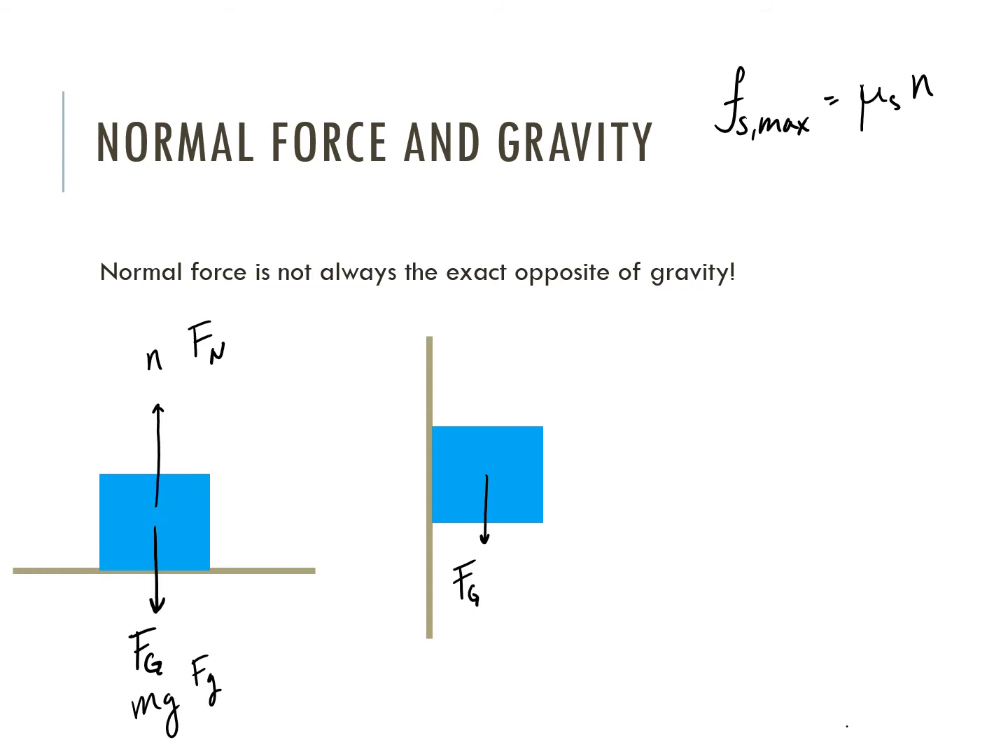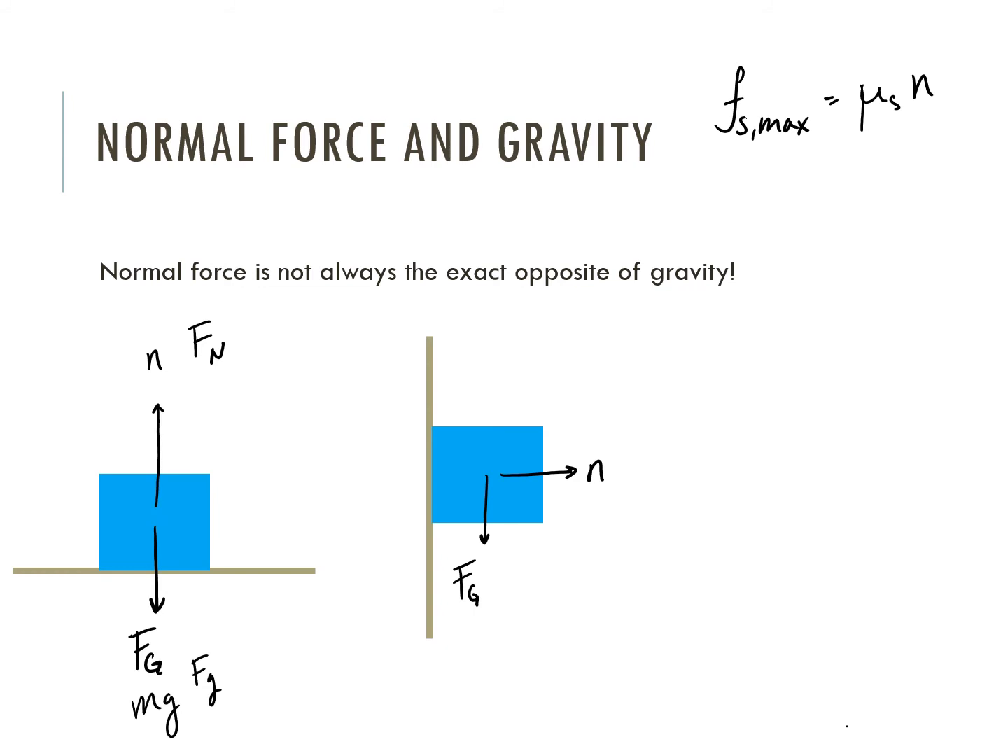So the way that the wall is supporting this particular box would be directly to the right. The normal force is pointing to the right because the box is not moving through the wall. It's staying up against the surface of the wall, so the normal force is going to have to point to the right in this case.